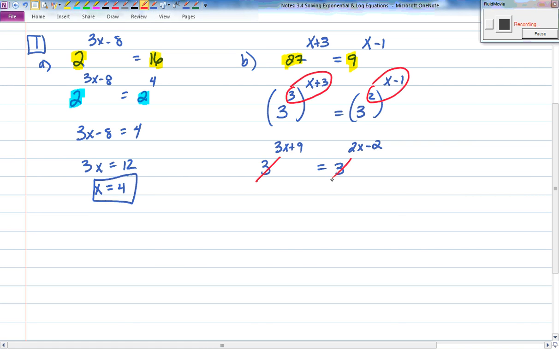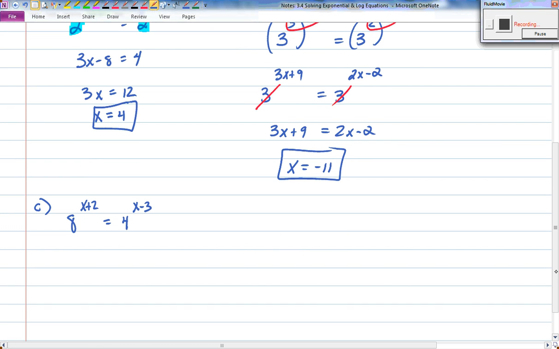Good news for us, bases are the same. That means that the exponents must be equal to each other. So then I got 3x plus 9 is equal to 2x minus 2. So x must be negative 11.